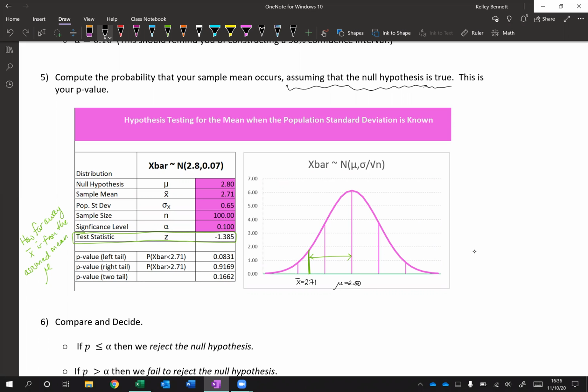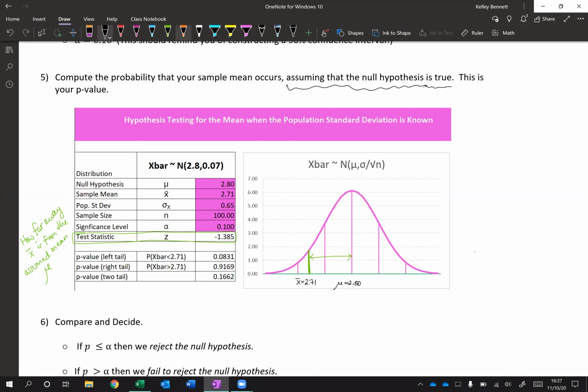And the question really is, is this far enough away that we would consider it to be unlikely? And by unlikely, I mean unlikely to happen by chance. If it is, then we're going to say, well, that's such a rare occurrence to be that far away, so probably what's really going on is that your mu is wrong. But how do we determine whether or not it's too far away? Well, the answer to that question lies within alpha. So the significance level alpha is 0.1.